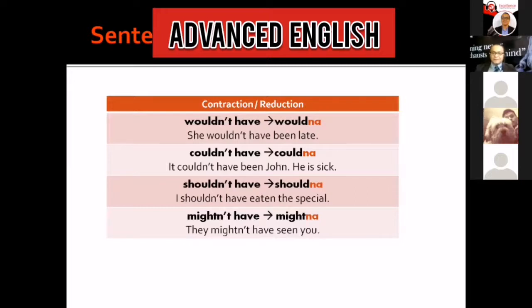There you go. And mightn't have and might not. Lester. They mightn't have seen you. They might not seen you. They might not have seen you. All right, cool. There you go, guys. So that's going to be the reduction of the negative form contraction and the reduction. Now let's go to your book exercise.